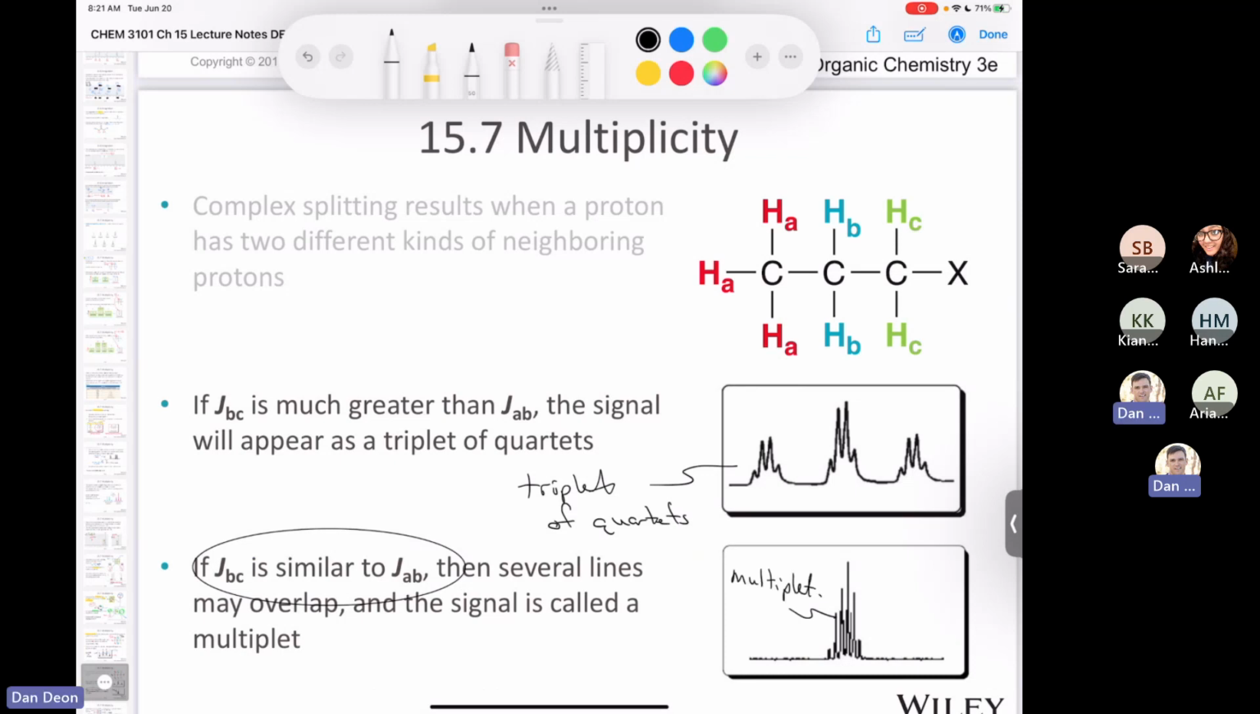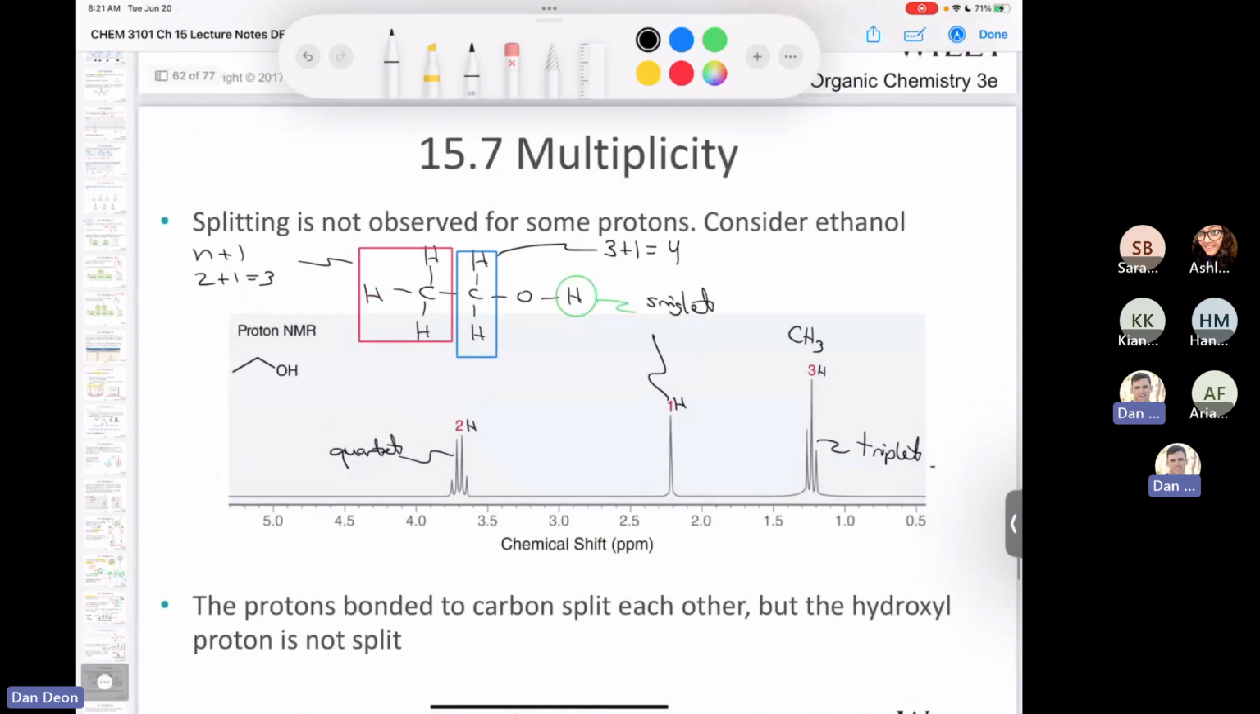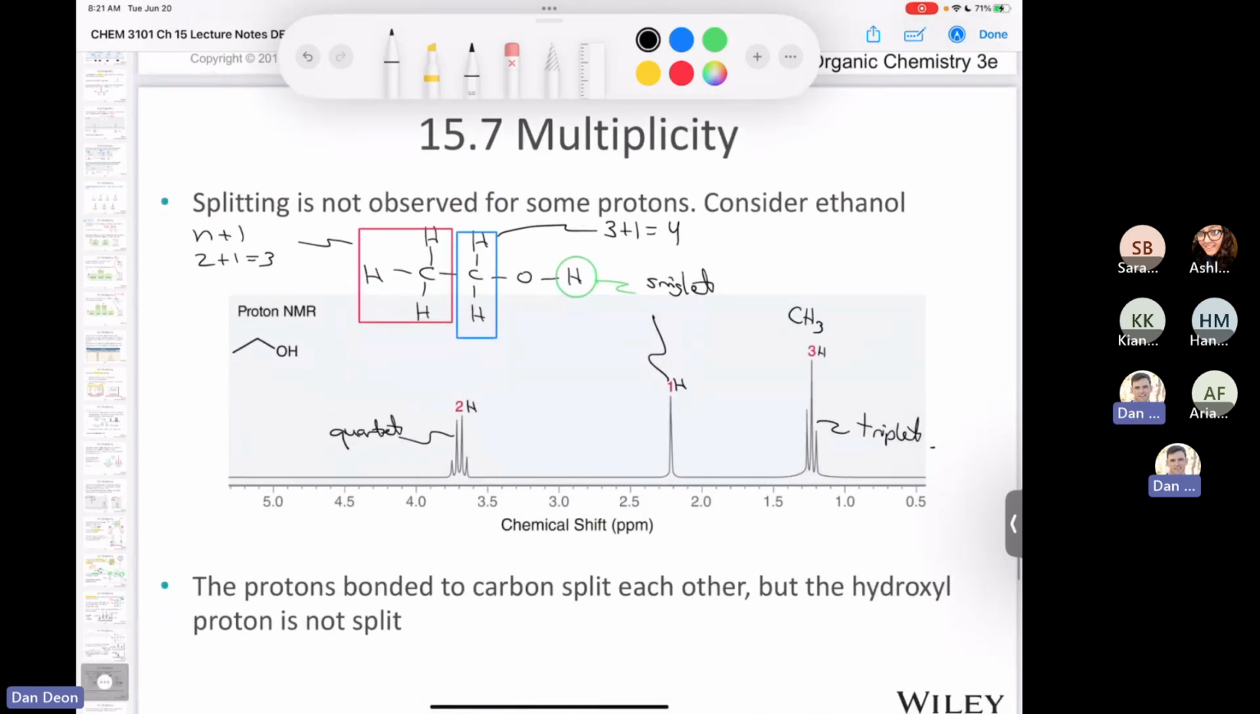And you know, if you're wondering, well, can I call everything a multiplet? No, you can't do that. All right, so there you go. So that's a little bit about complex splitting. And then just one more time, I want to review how some protons are not split.